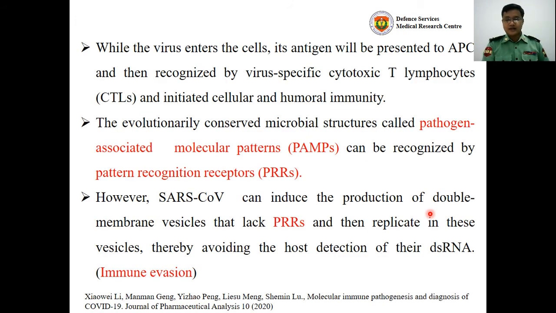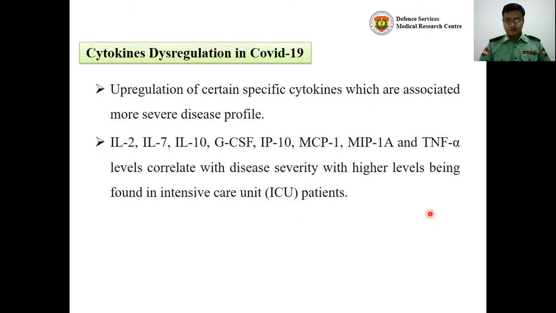When the virus enters the cell, the antigen will be presented to the antigen presenting cell and then recognized by the virus-specific cytotoxic T lymphocyte, which initiates cellular and humoral immunity. The microbial structure called pathogen-associated molecular pattern can be recognized by the pattern recognition receptor. However, SARS-CoV-2 can induce the production of double membrane vesicles that lack pattern recognition receptors and then replicate in these vesicles, thereby avoiding host detection of their double-stranded RNA. It is a mechanism called immune evasion.